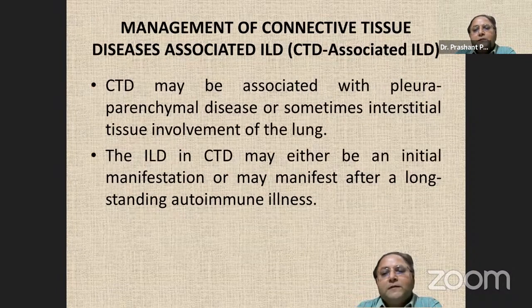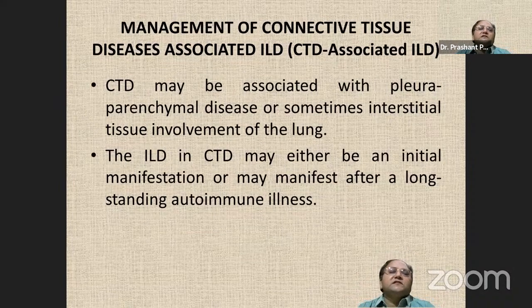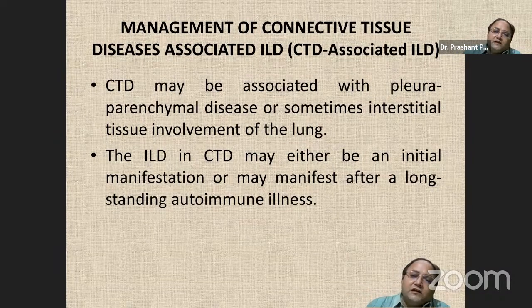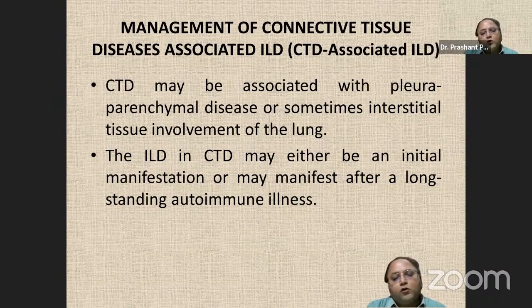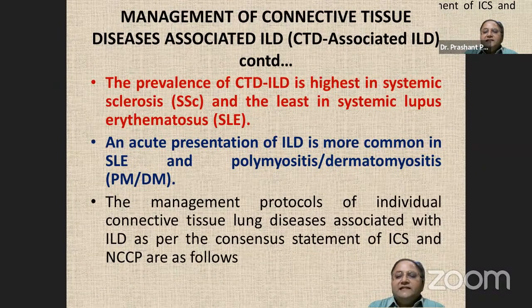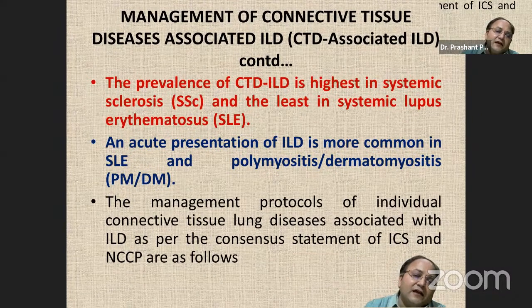Coming to the third most important entity, that is connective tissue diseases associated ILD. CTD-ILD, as it is known, may be associated with pleuroparenchymal disease or sometimes interstitial tissue involvement of the lung. The ILD in CTD may be either an initial manifestation or may manifest after a long-standing autoimmune illness. The prevalence of CTD-ILD is highest in systemic sclerosis and least in SLE. Similarly, acute presentation of ILD is more common in SLE and polymyositis dermatomyositis.